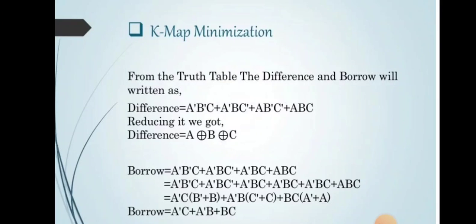You can practice at home. Just take a page, draw a 3 variable blank K-map. In that put all the zeros and ones, write the equation and just tally with this equation.